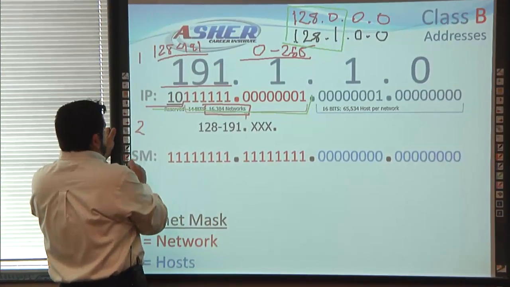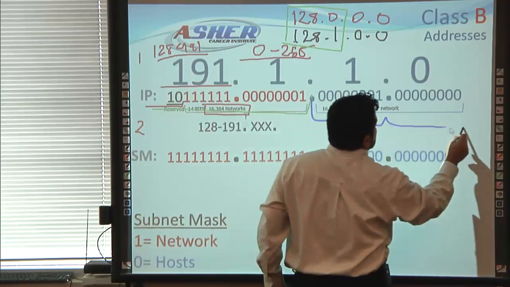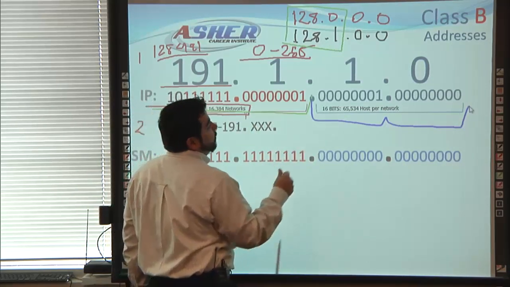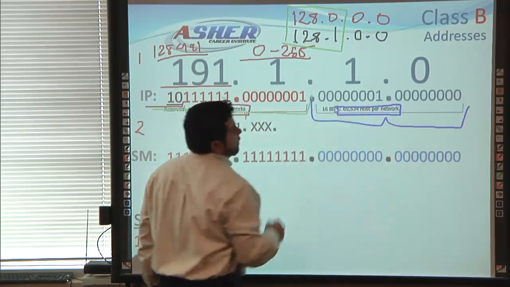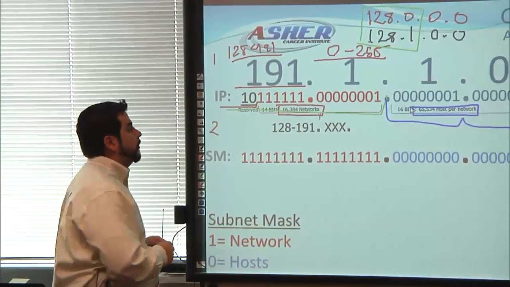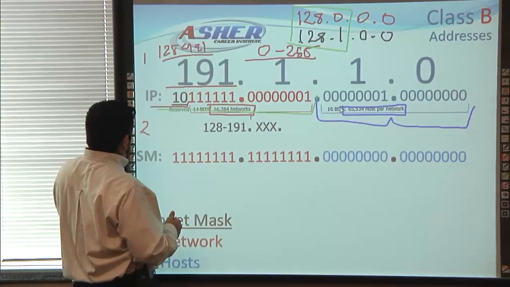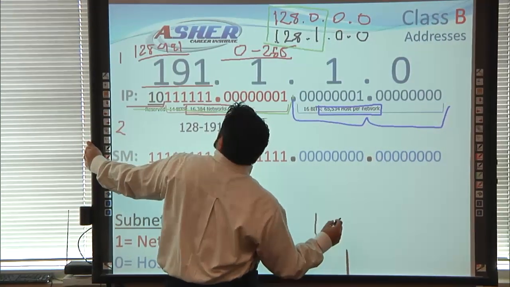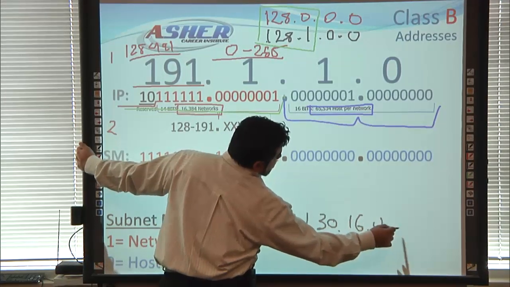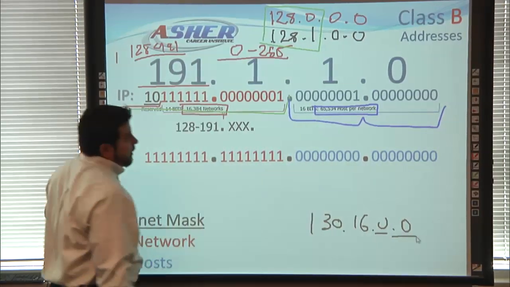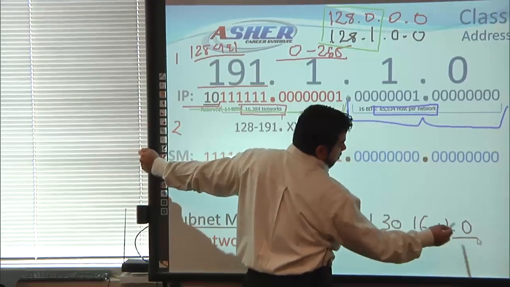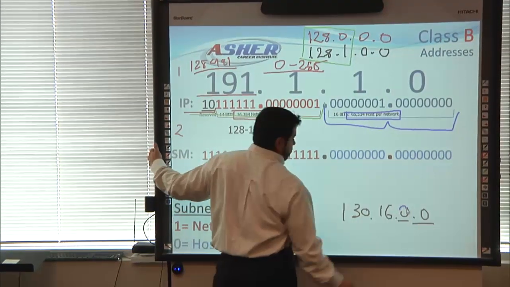So, because we have only 2 octets to work with for our host, we went from 16 million hosts to only 65,000 hosts. 65,534 hosts per Class B network. Okay? So, in the Class B network of 130.16.0.0, I can have 65,000 hosts in that network by just changing these 2 octets right here. Correct?